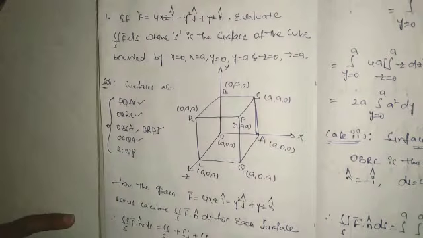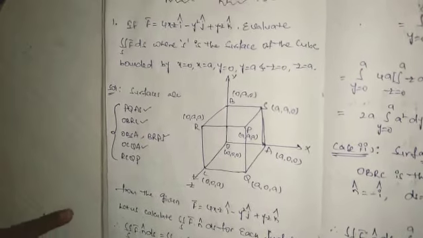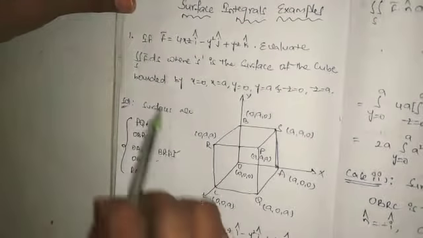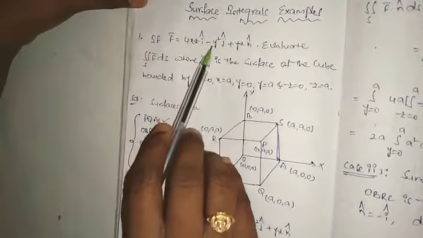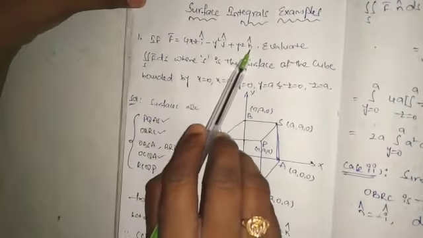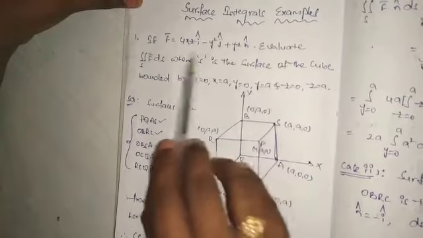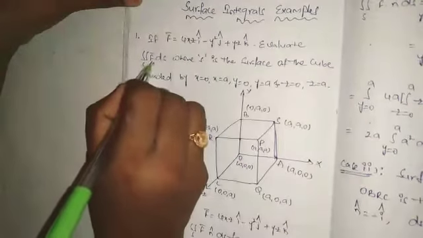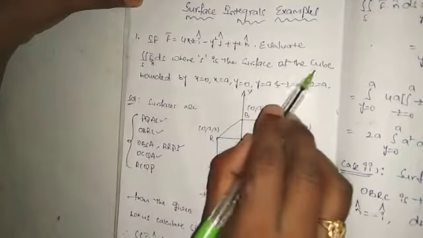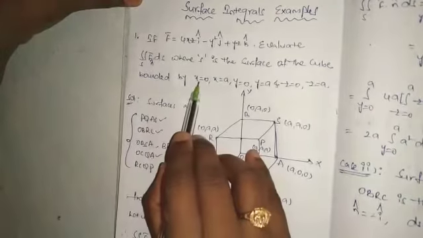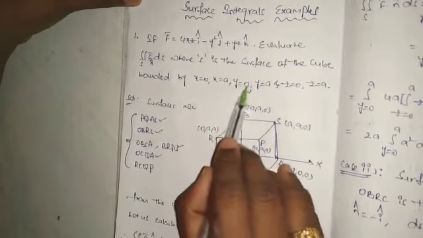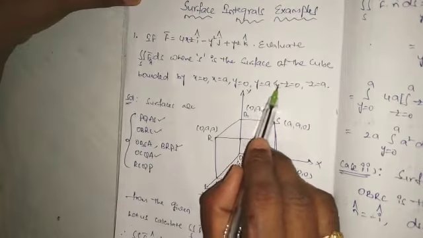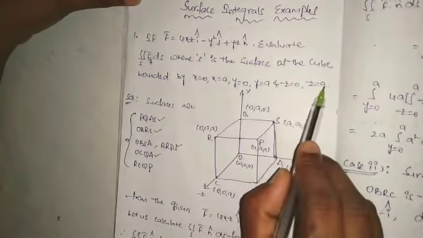Good morning everyone. Now we have to discuss the surface integral, the next problem. This is again an application of the surface integral. The given problem is: if F bar equals 4xz i cap minus y square j cap plus yz k cap, evaluate the double integral of F bar dot n cap dS, where S is the surface of the cube bounded by x equals 0, x equals a, y equals 0, y equals a and z equals 0, z equals a.